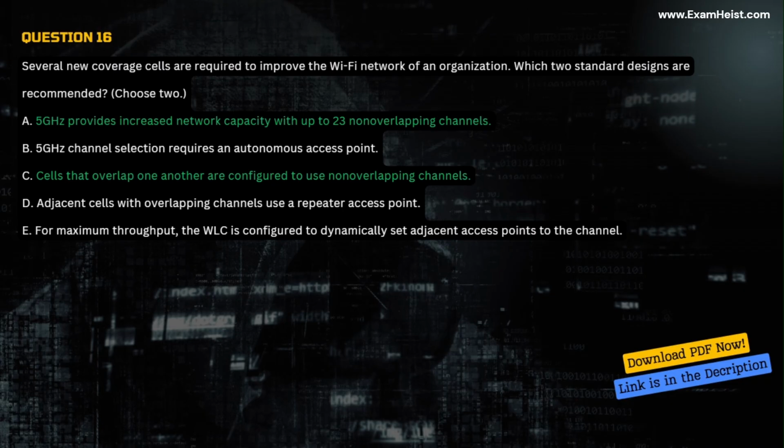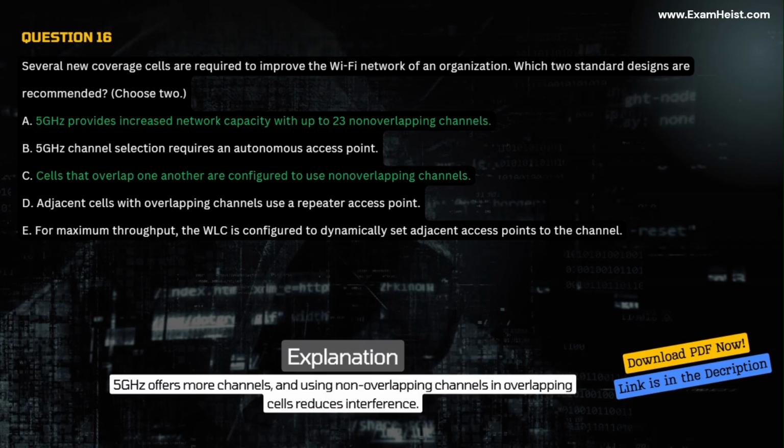Cells that overlap one another are configured to use non-overlapping channels. Explanation. 5 GHz offers more channels, and using non-overlapping channels and overlapping cells reduces interference.